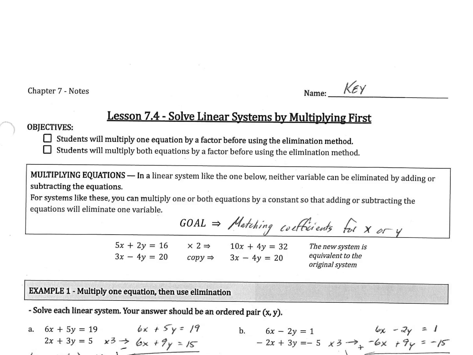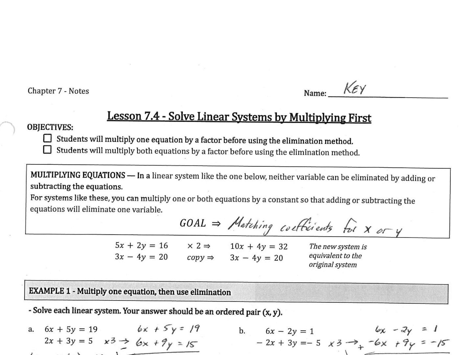Hello, today we are going to start lesson 7.4, and we're just going to go over the first part of this lesson, so everything on this first page. So it says 7.4 is solving linear systems by multiplying first. What does multiplying first mean?